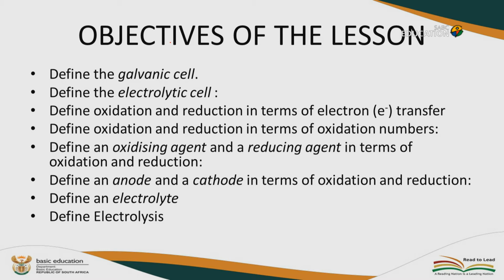So I'm not going to explain too much in terms of what those definitions are for this year, because we have done them last year in grade 11. We also defined an oxidizing agent and a reducing agent in terms of oxidation and reduction. We also defined an anode and a cathode in terms of oxidation and reduction. We defined an electrolyte, and we also defined electrolysis.